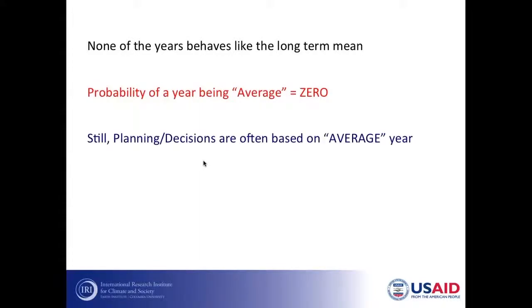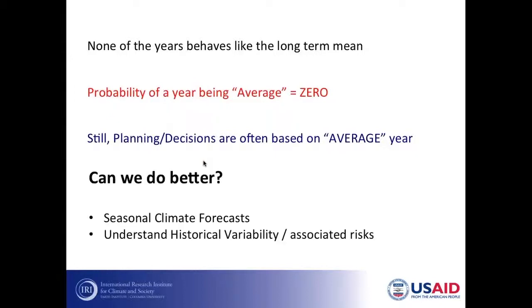Still, think how many decisions are based on an average year, on the climatology. So we're basing decisions on something that has the probability of 0. Can we do better? And yes, we can. One is by using seasonal climate forecasts. One of the webinars will discuss seasonal climate forecasts. Also, very valuable is learning from the past, understanding historical variability and the risks associated with that variability, and understanding what interventions, for example, what farmers did in unfavorable climate years that worked. So learning from the past.